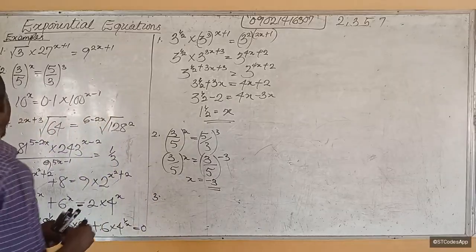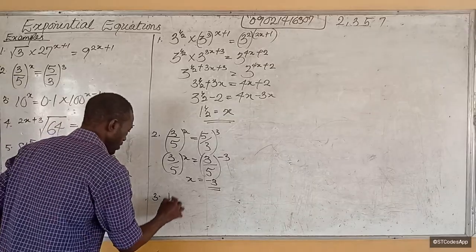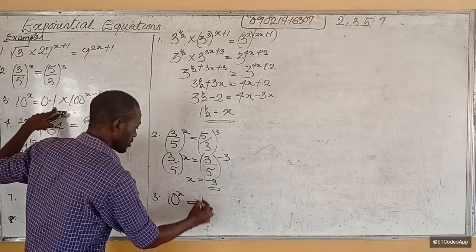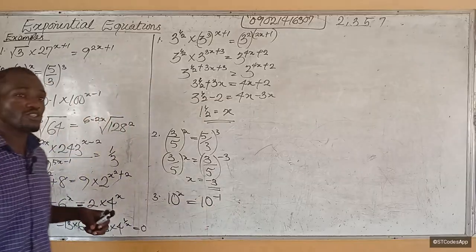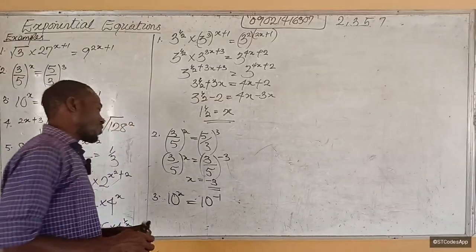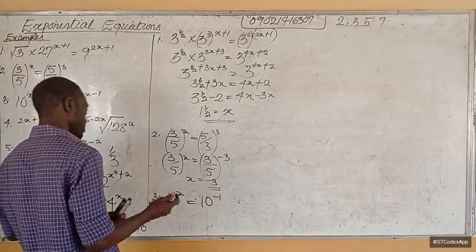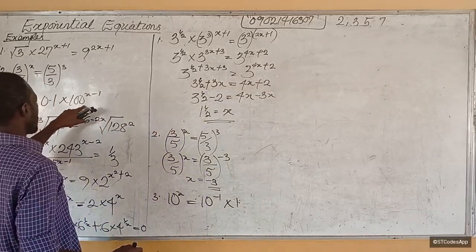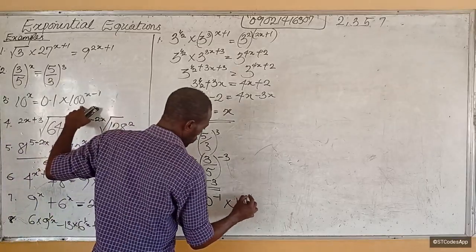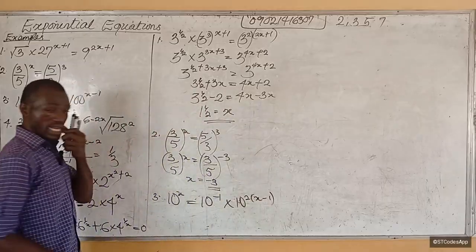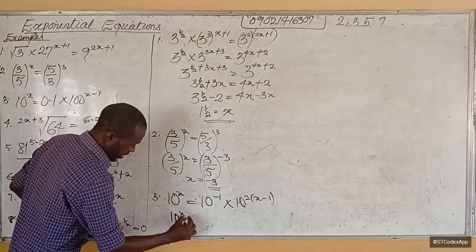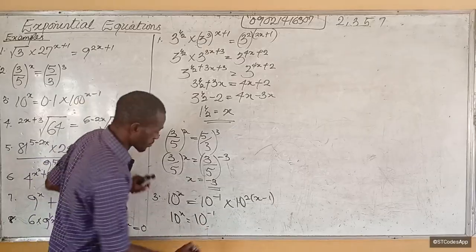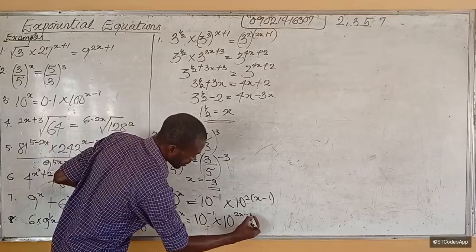For number 3, we have 10 raised by x is equal to 0.1, which is the same as 10 raised to power minus 1, right? Because 0.1 is 1 over 10, and 1 over 10 is 10 raised to power minus 1. So I'm expressing everything in terms of 10 as the base. So multiply by 10 raised to power what will give me 100? That will be 10 raised to power 2, into bracket x minus 1. Is that clear now? So this becomes 10 raised by x is equal to 10 raised to power minus 1 times 10 raised to power 2x minus 2.